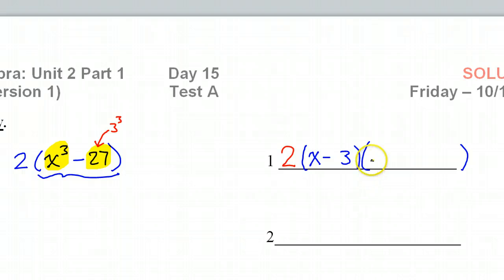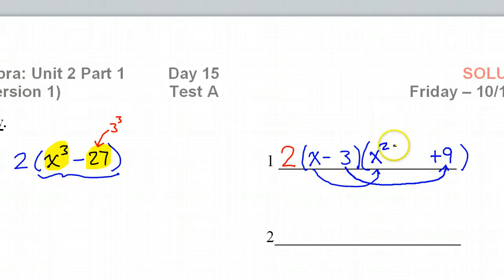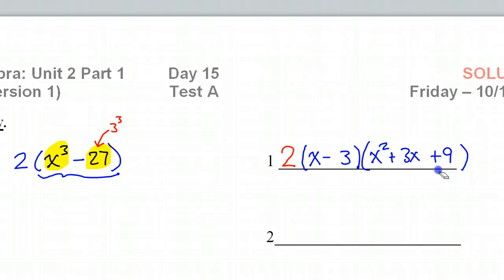Your trinomial is going to have a beginning, a middle, and an end. The beginning comes from squaring this. So square this, you get x squared. The end comes from squaring this. Square this, you get positive 9. That's always positive. Now the middle comes from multiplying these two terms together. It's always going to be the opposite sign. So this is negative, so I know it's going to be positive. And then 3 times x is 3x. So that's it. That should be your answer to number 1. Let me clean this up a little bit.